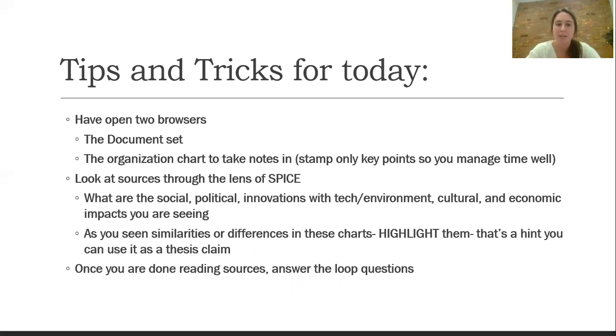Look at sources through the lens of SPICE. This will help you because that's usually how we frame our thesis statements. So look for what social, political, cultural, and economic impacts you are seeing in these sources. As you see similarities or differences when you're filling out the chart, highlight them. Maybe highlight similarities in yellow and differences in red, so that when you go back, you can clearly see how you are going to set up your thesis. Are there a lot of similarities in yellow, or a lot of differences in red? Do I want to say they're more similar or more different? That will help you when you're going back to write your thesis.